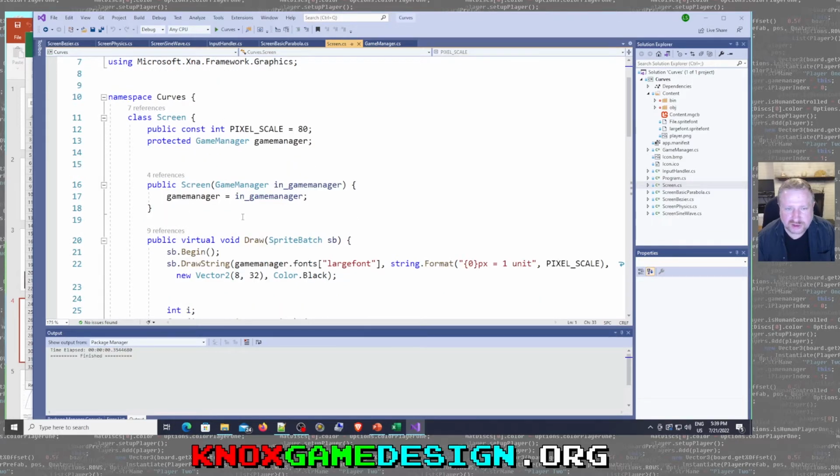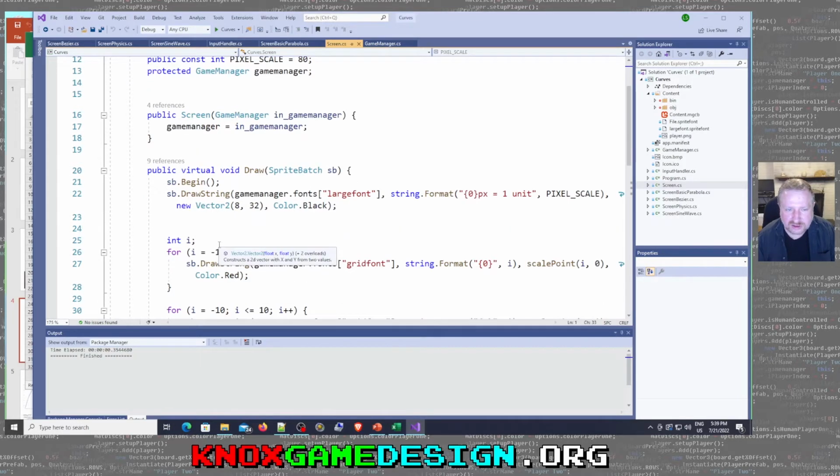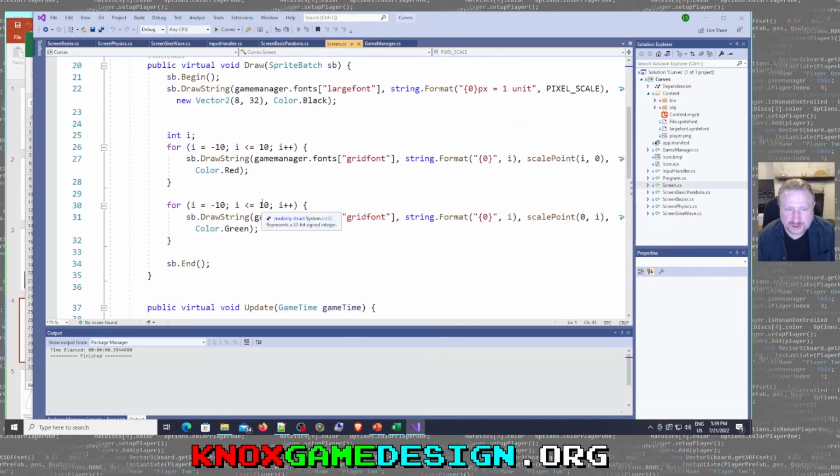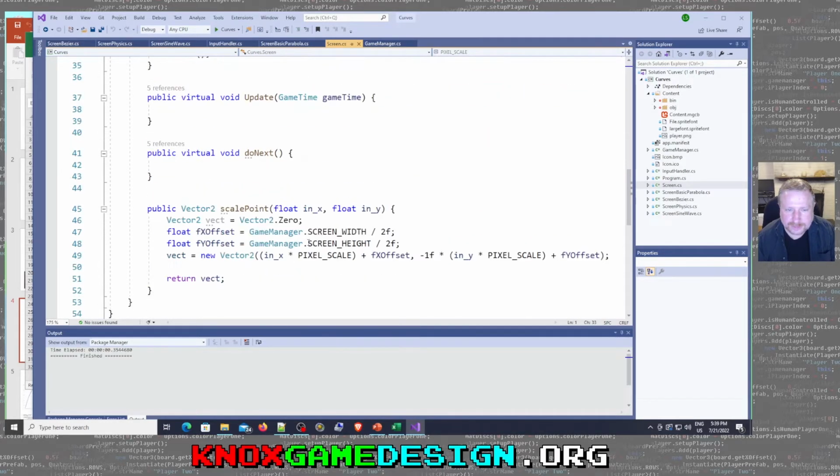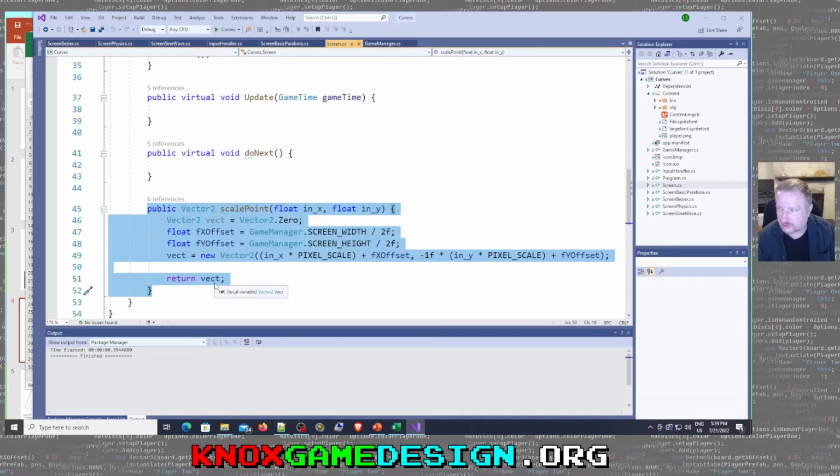So the screen class is basically a simple superclass. It's just going to draw the axis and everything, actually the numbers on the axis and some output information. It really doesn't do anything else. I spent a lot of time working on this scale point method right here, getting it correct.